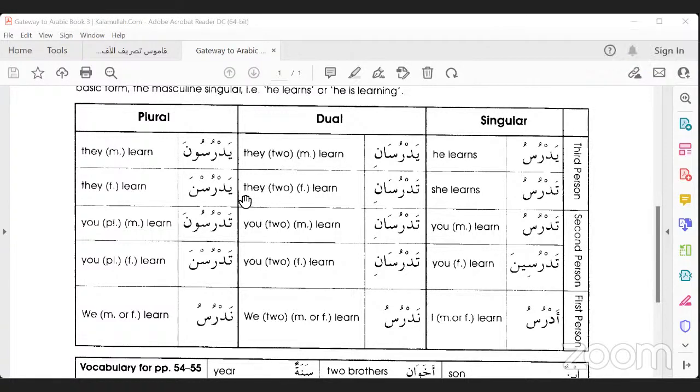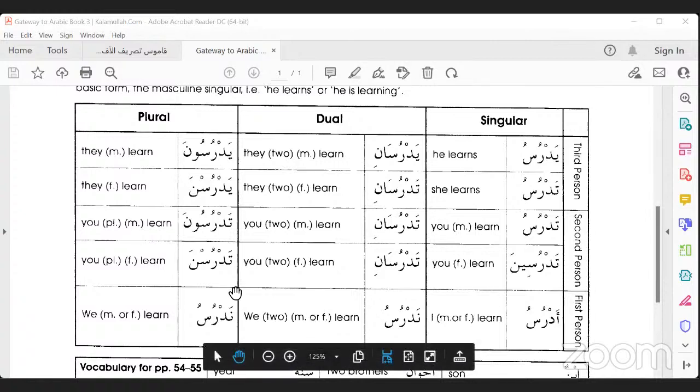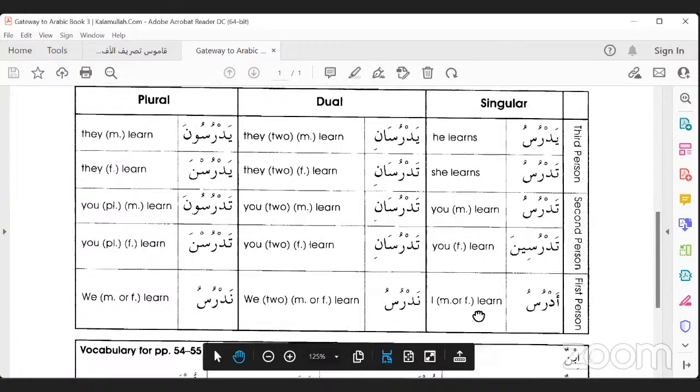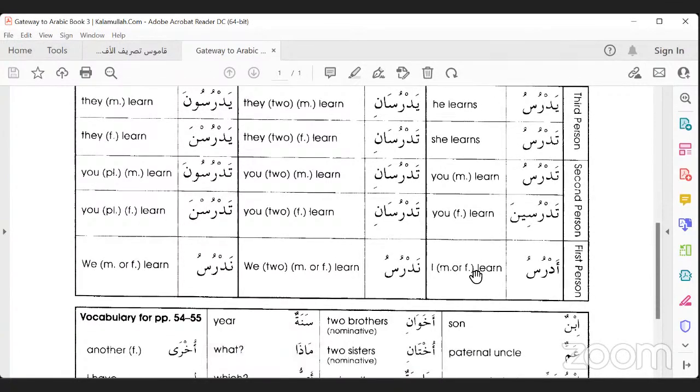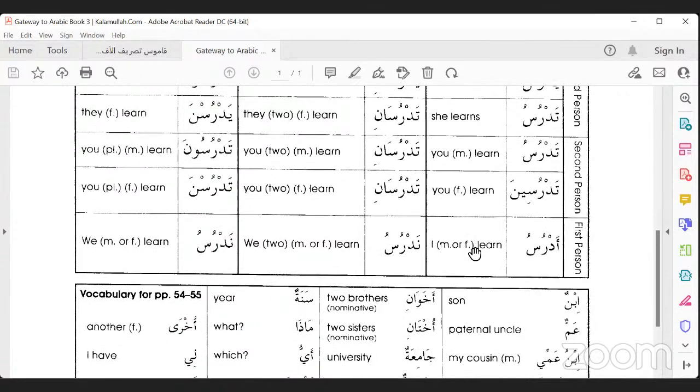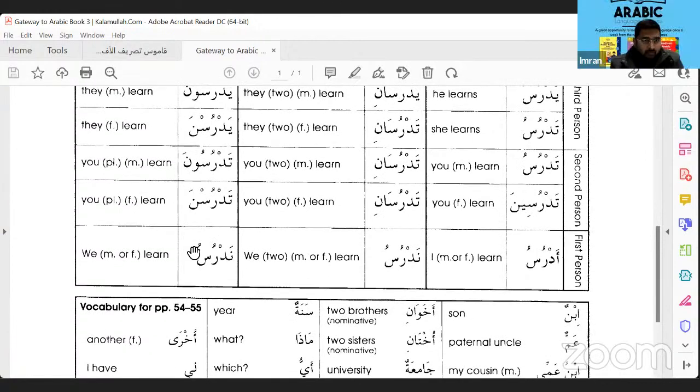Correct. Okay. Tadrusu, you male learn singular. Tadrusani, you two male learn. Tadrusuna, you plural male learn. Tadrusina, you female learn singular. Tadrusani, you two female learn. Tadrusna, you plural female learn. Adrusu, I learn. And Nadrusu, we learn. Excellent.